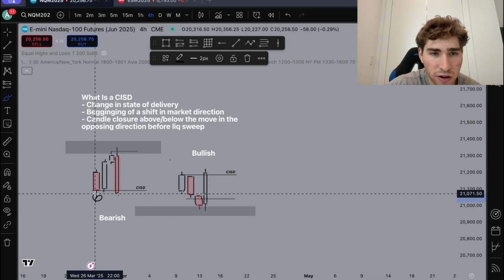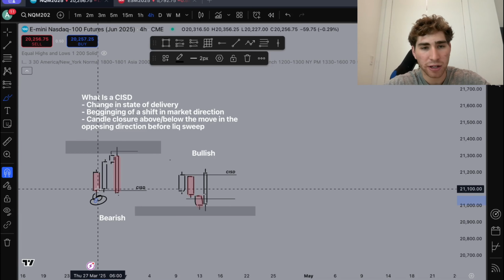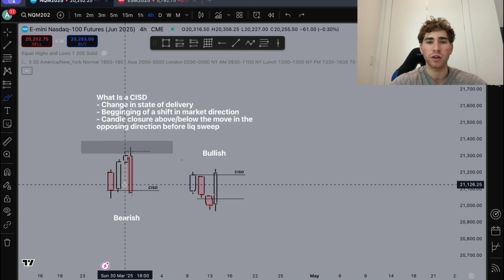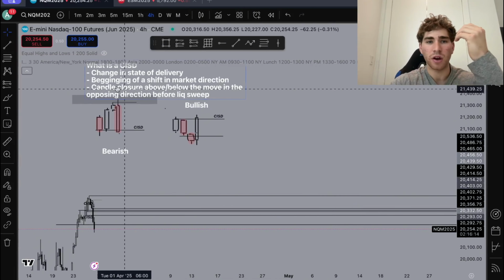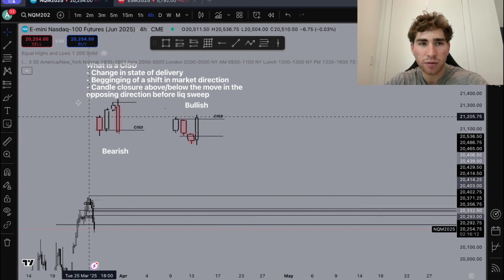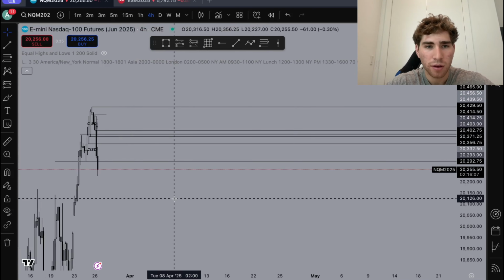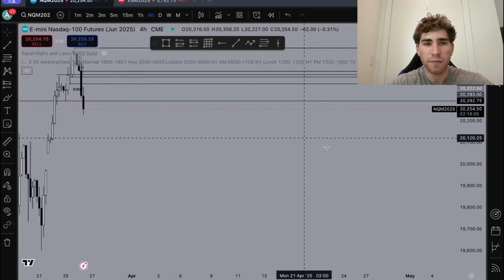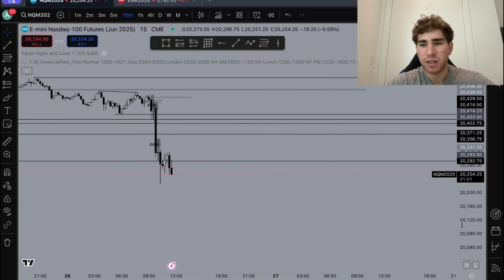Look at price here. It did not close below this wick, right? It closed below the body's closure, and that is enough of a move for us to enter in shorts. That is what classifies a change in state of delivery. I'm going to show you guys some examples now of some trades I took this morning based off change in state of delivery.